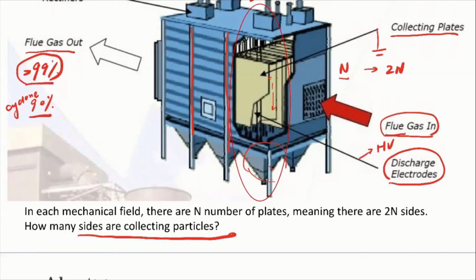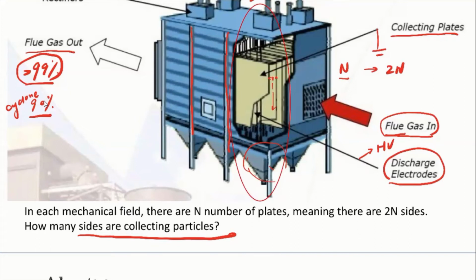Okay, 5 more seconds. Okay, we'll stop here. All right, it seems that we have a tie here. It's going to be either option 2 or option 3. It's not the first option, because as we mentioned, for the plates in the middle, both sides are collecting particles, right? The corona wire on the left and the corona wire on the right are going to charge the particles, so particles can get collected on both sides.